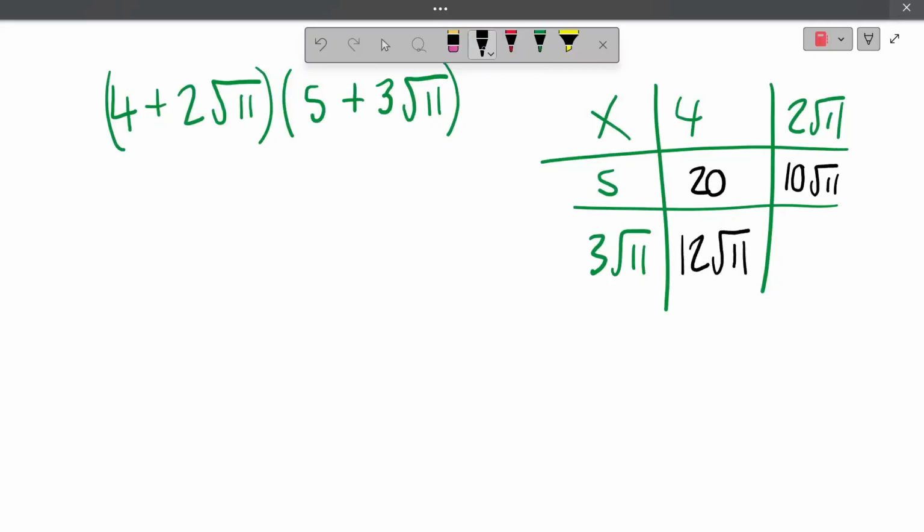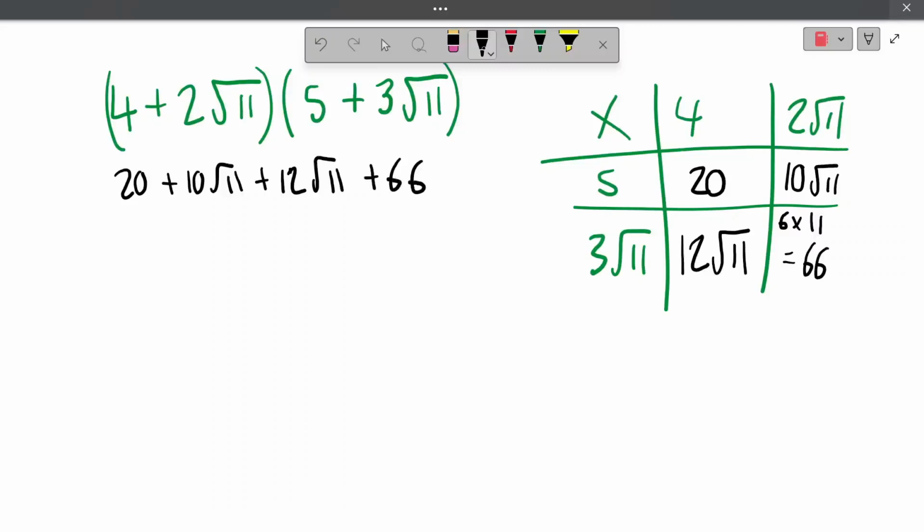And here, this is a little bit of a fiddly one. So here we have 3 times 2 is 6. And the square root of 11 times the square root of 11 is 11. And 6 times 11 is 66. So we have 20 plus 10 root 11 plus 12 root 11 plus 66. We add our terms together and we get 86 plus 22 root 11.